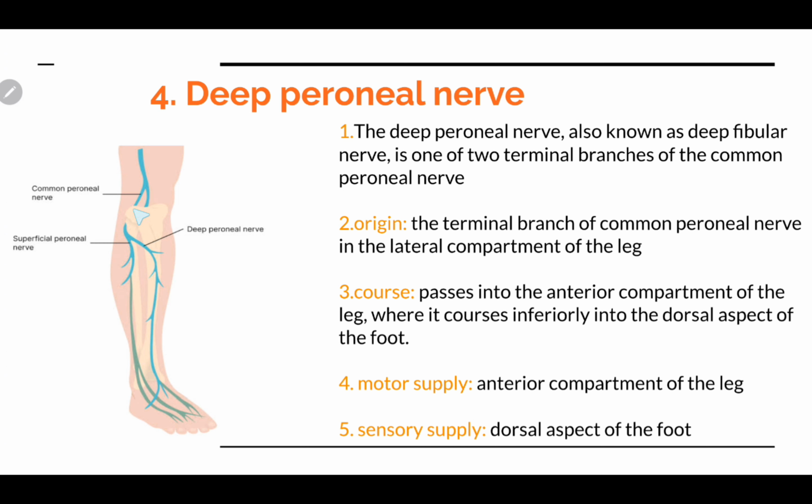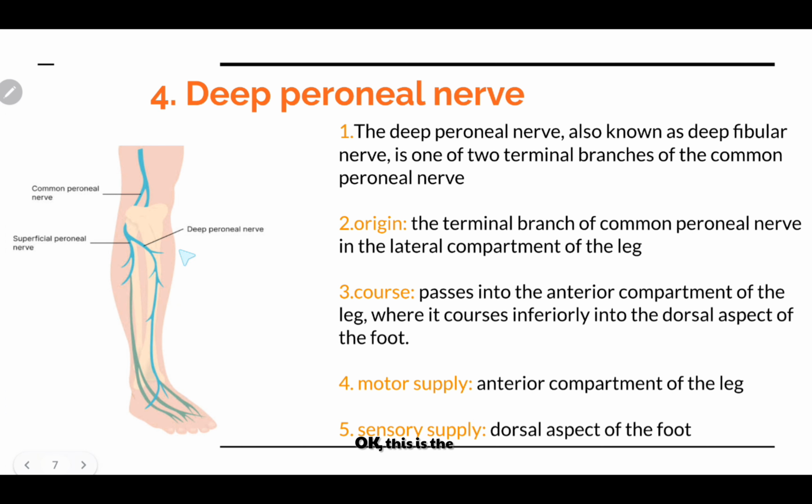Can you see here? This is the common peroneal nerve, and the two branches are the superficial peroneal nerve, and this is the deep peroneal nerve. Now, origin: the terminal branch of common peroneal nerve in the lateral compartment of leg. As we all know, it originates from the common peroneal nerve in the anterior lateral compartment.